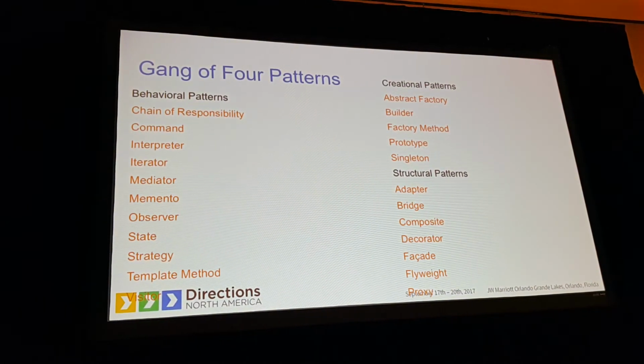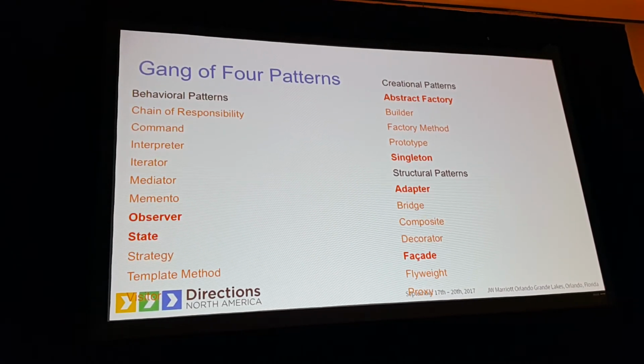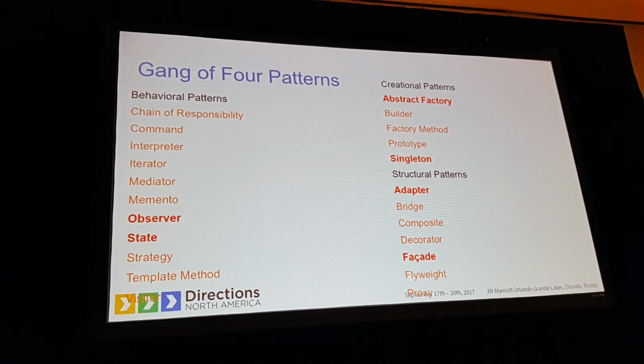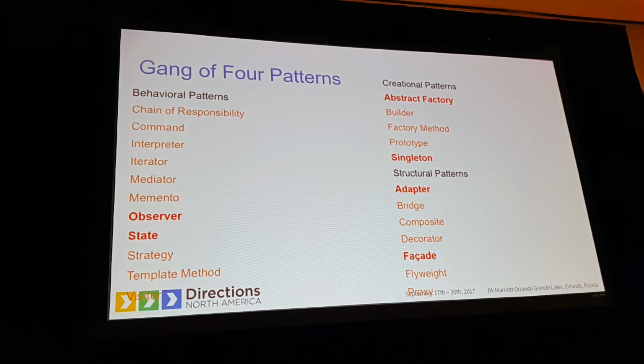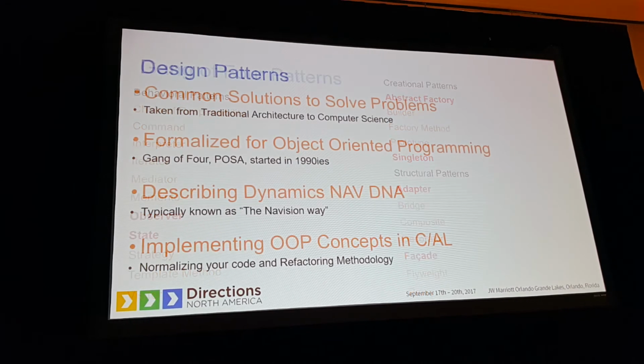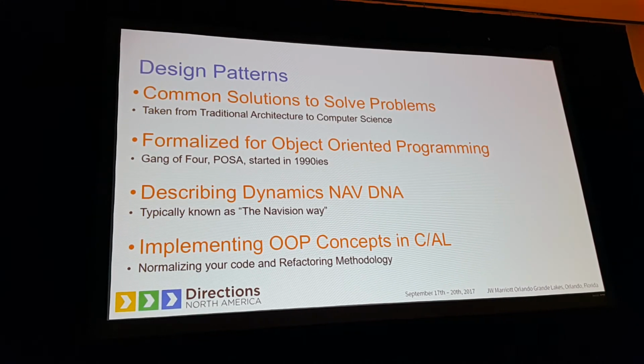So this is a list of the Gang of Four design patterns. And the only reason I show it here is to tell you that we have a couple of design patterns that we inherit, right? But even a lot of Gang of Four design patterns are now obsolete. These patterns were created in 1995, before .NET came around with the garbage collector and things like that. So design patterns are common solutions to solve problems. They are very much formalized for object-oriented programming.